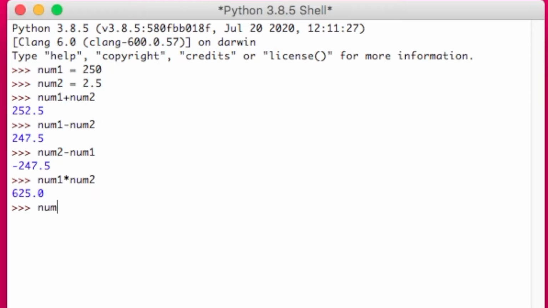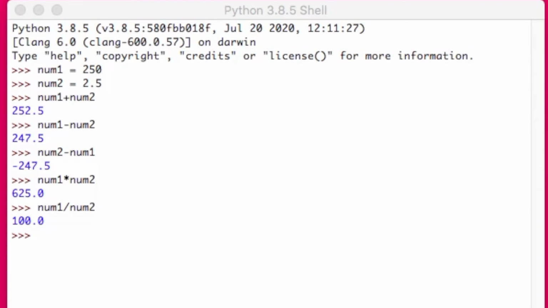Division, num1 by num2 is 100.0. A note is that whenever you're doing an operation with a float, whether there's only one float and one integer, even then you would have your result as a float, though you could convert it to an integer.